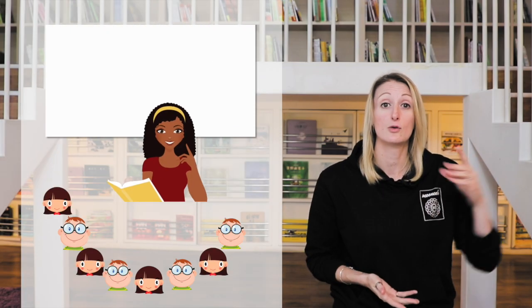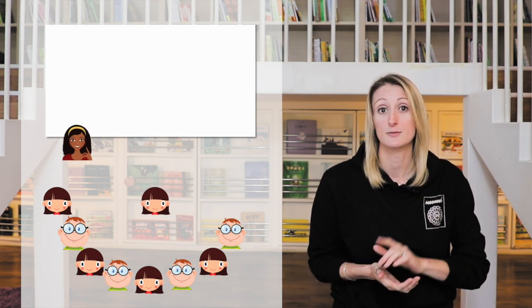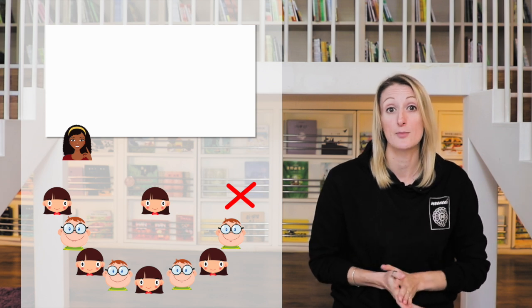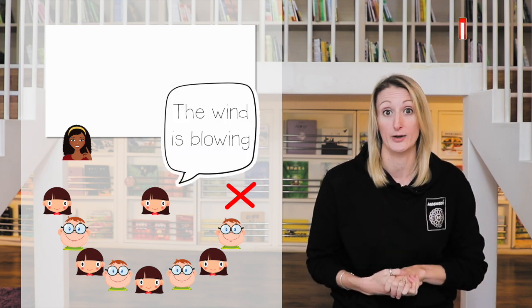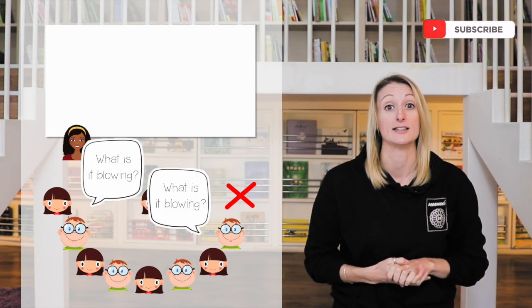Now for this game you're not going to need any materials, and I'll be using clothing and colours as an example of how to play. Start by positioning the class in a semicircle with you, the teacher, in the middle. Next, have one student come to the middle and take away their chair. That student's going to start the game by saying, "The wind is blowing." The whole class as a group then needs to ask that student, "What is it blowing?"